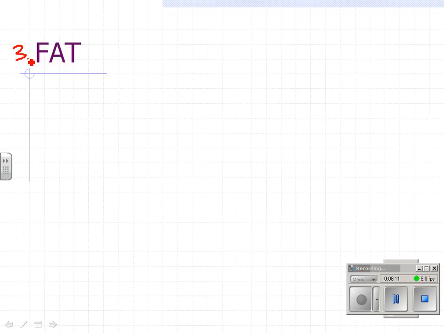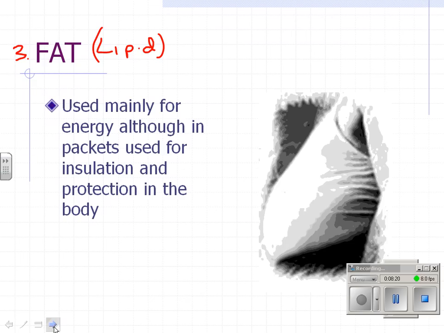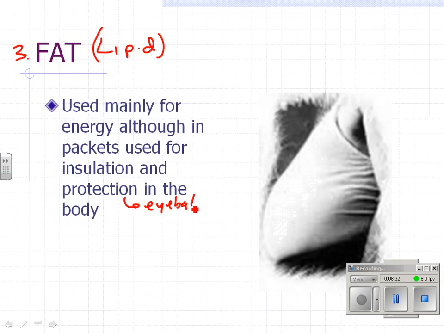Third, fat or lipid. Fat is used mainly for energy, although it's stored in packets around the body for insulation and protection. You have fat behind your eyeballs, fat around your kidneys.